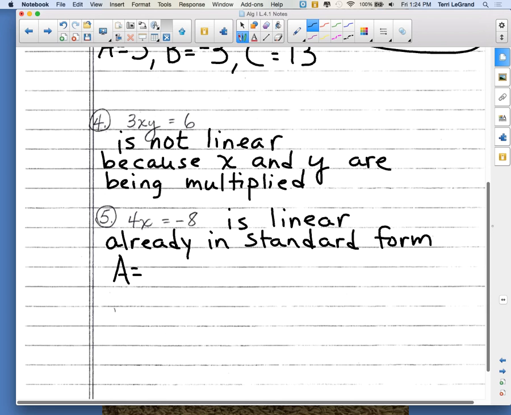Well, then what's our A value? 4. What's our B value? 0. Y got multiplied by 0 to get rid of them. 0 times something eliminates it. It's gone. So our B value is 0. But remember it said A and B both can't be 0, but it didn't say one of them couldn't be. And C is -8.